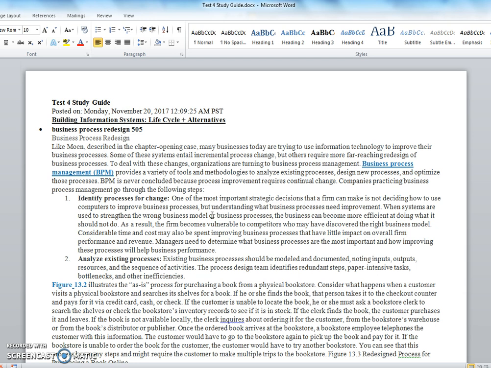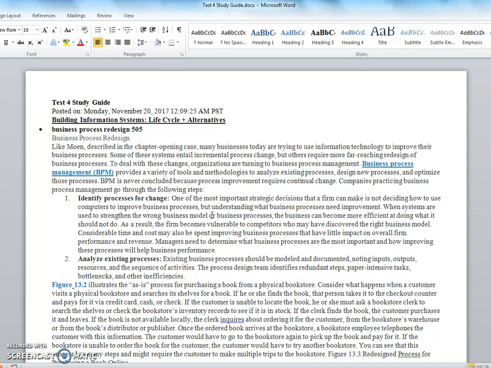Identify process for change. One of the most important strategic decisions that a firm can make is not deciding how to use computers to improve business processes, but understanding what business processes need improvement. When systems are used to strengthen the wrong business model or business processes, the business can become more efficient at doing what it should not do. As a result, the firm becomes vulnerable to competitors who may have discovered the right business model.